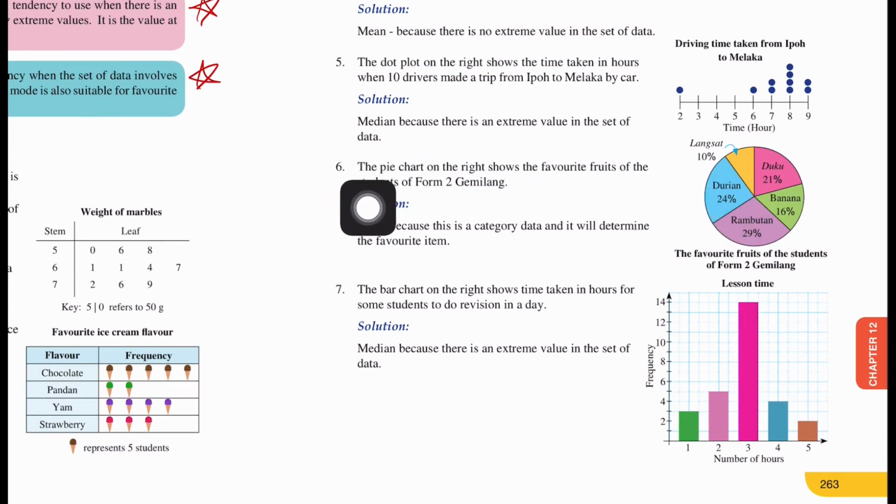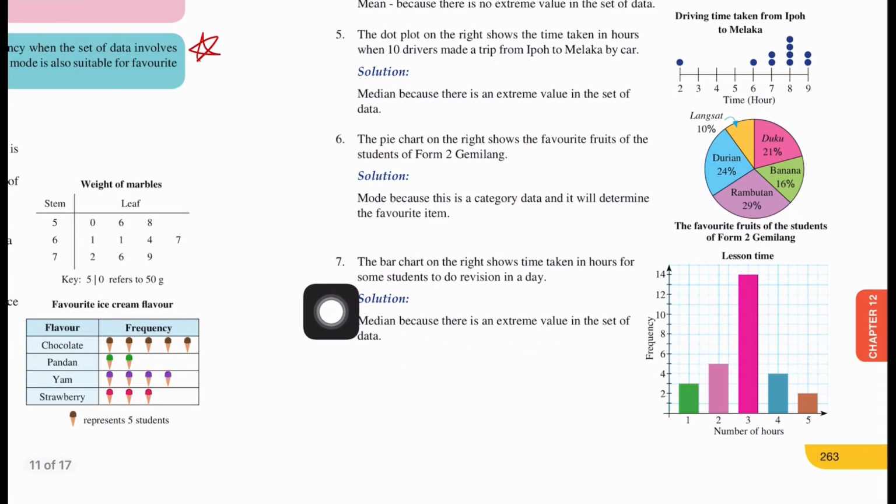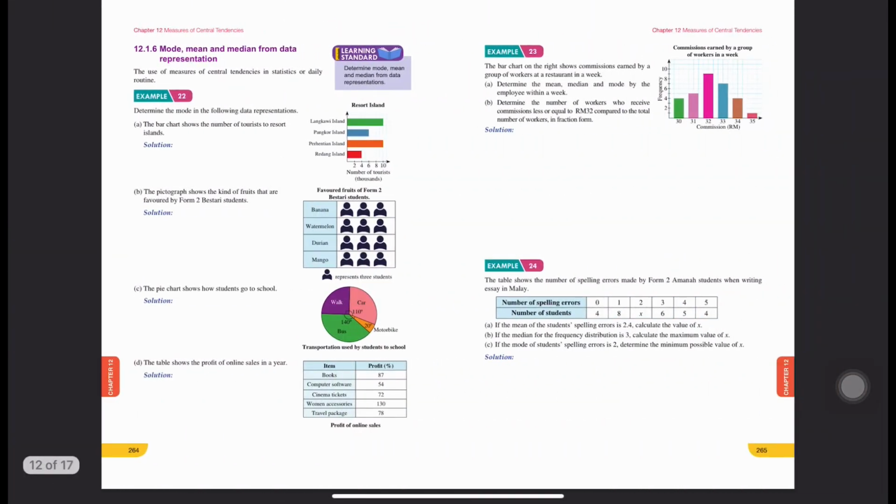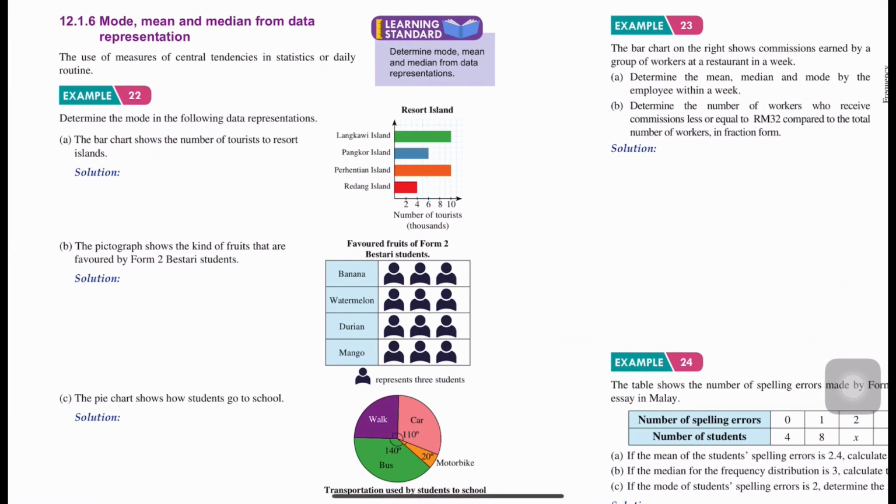Next, number 6. The pie chart on the right shows the favorite fruit. So, favorite, kita boleh pakai mode because this is a category data and it will determine the favorite item. And last one, number 7. From this bar chart, kita boleh nampak ada extreme data. Number of hours 3 ni tiba-tiba paling tinggi. So when paling tinggi, we cannot use mean. So, we can use median, because there is an extreme value in the set of data.